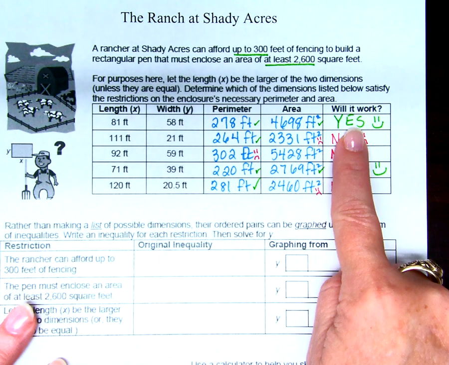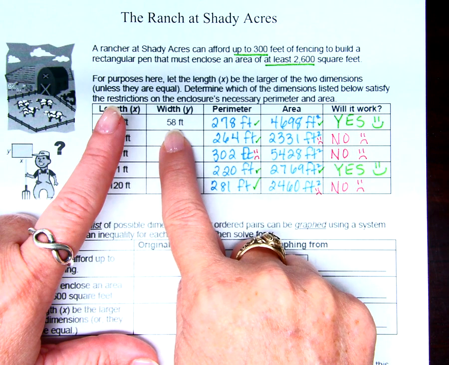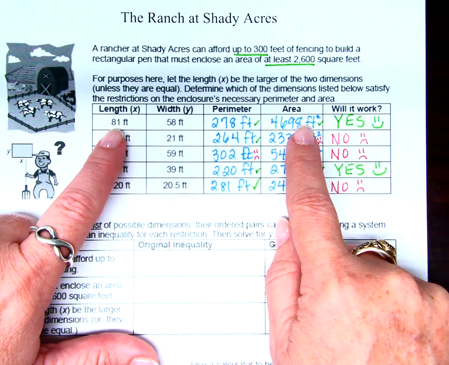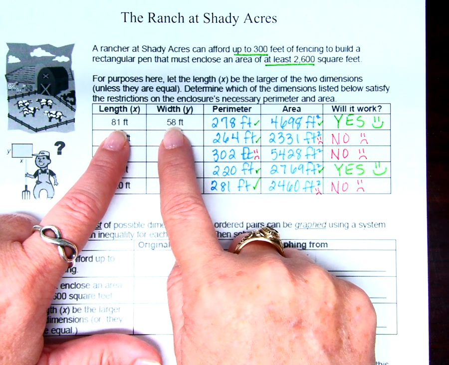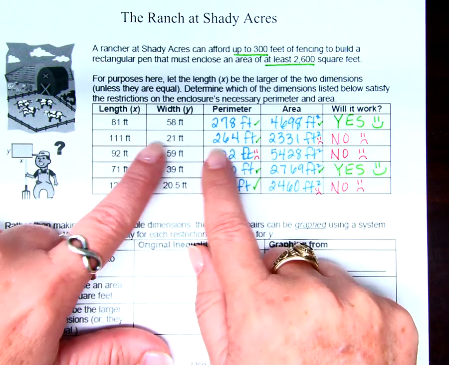All right, let's talk through this real quick. How did we find perimeter? Two of these and two of these added together, right? That's perimeter. How do we find area? Multiply these together, right? So we did that for each one of these.